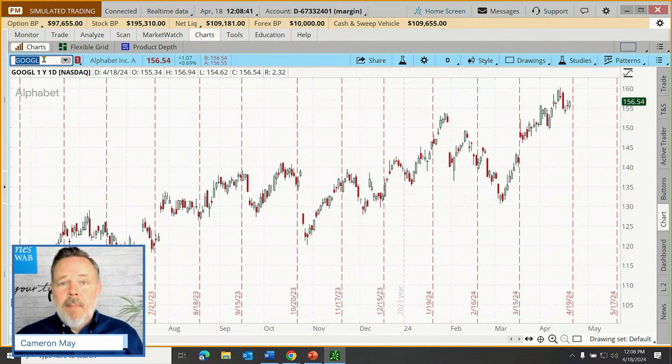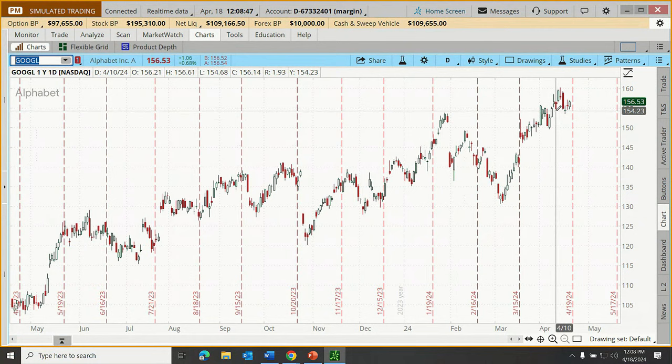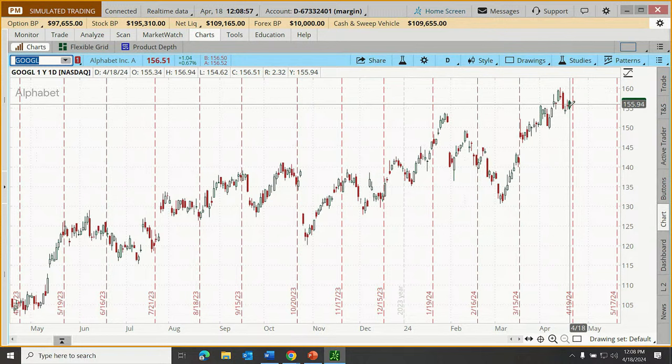It's obviously had a pretty good run over the last 12 months. Even during this pullback on the S&P 500, it's actually been holding up comparatively well, right? The pullback on Google really only lasted about 2 days, and then it seems to be starting to advance again.